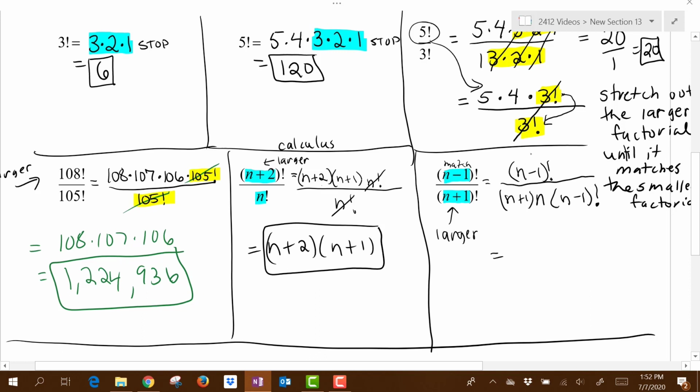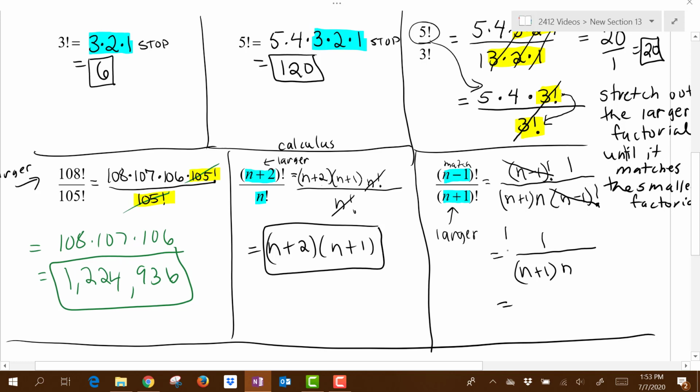So I'm just going to cancel those common factors, n minus 1 factorial and n minus 1 factorial, at the top and the bottom. Now anytime you officially cancel everything out, you leave a 1 in its place. So it's actually 1 at the top of the fraction, as a placeholder, and then n plus 1 at the bottom times n.